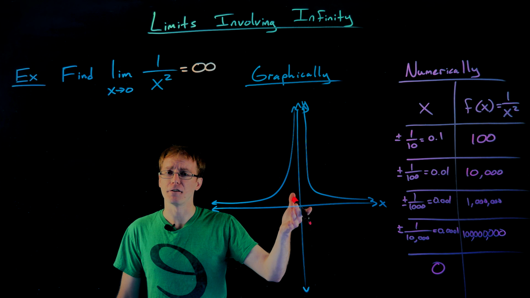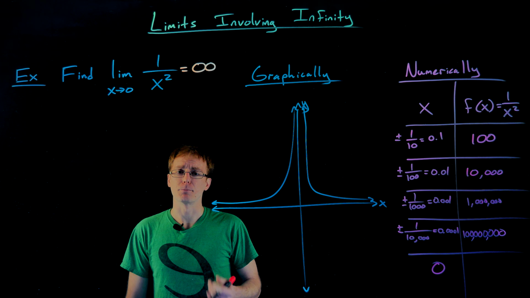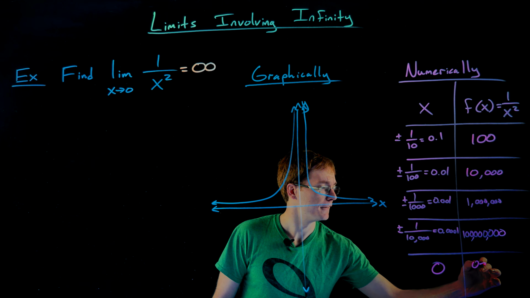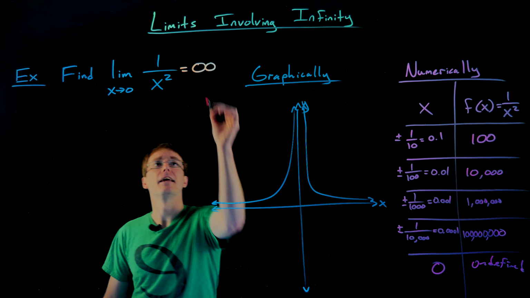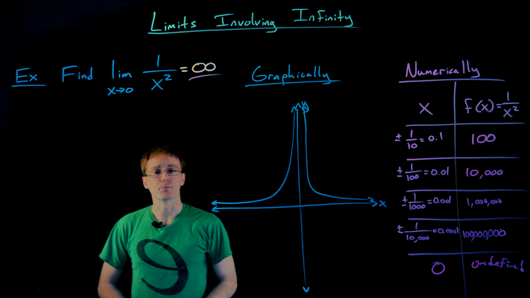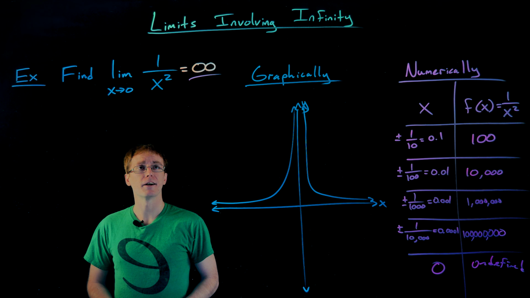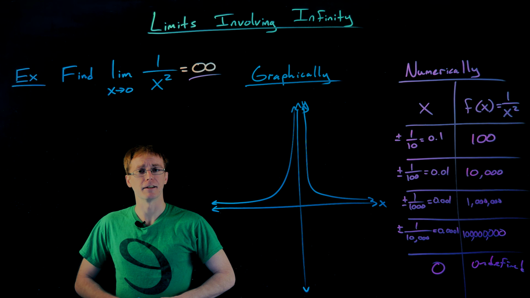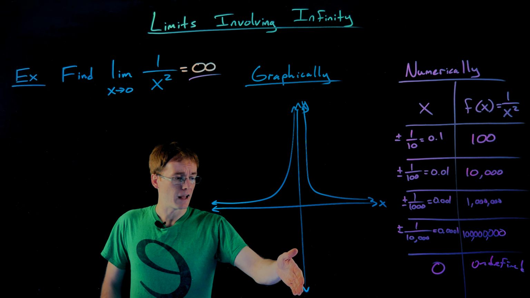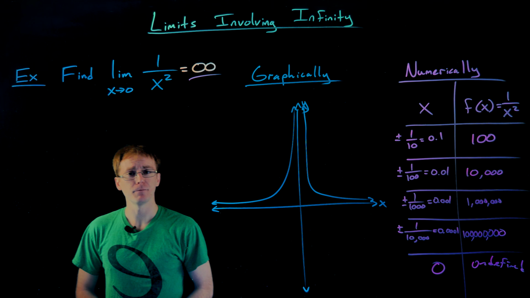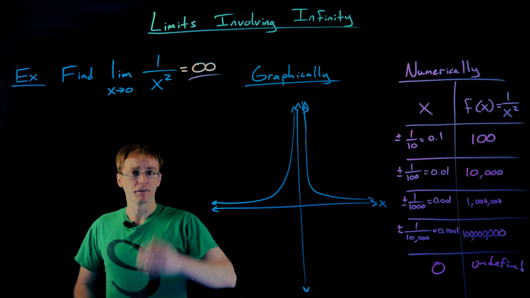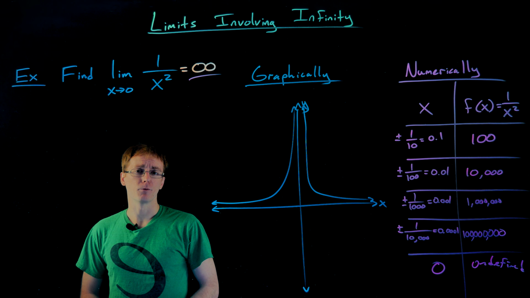Well, our function is undefined, but the limit is approaching infinity, or it is increasing without bounds. So again, the limit as x approaches 0 of 1 over x squared we say is equal to infinity. We also know that at x equals 0 we have a vertical asymptote for this function, and that's what these infinite limits, or these limits involving infinity, are really useful for.